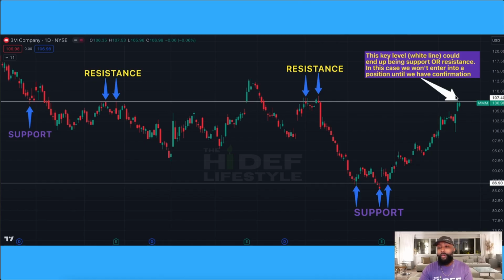Now, I have this arrow pointing because when we get right here to the upper white line, we are not really sure what's going to happen. We don't know if this white line will continue to hold as a level of resistance, which will make price action move back to the downside, or will the price action move above the white line, come back down to retest it, and make a level of support.